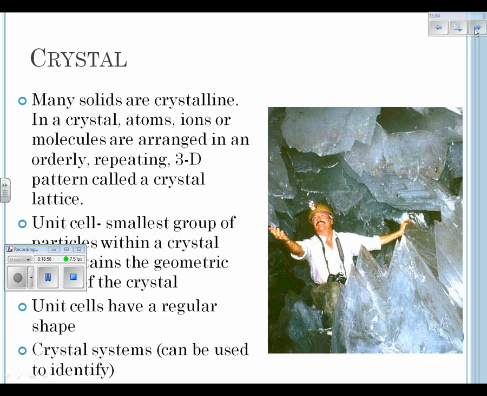We see a lot of crystal lattices, and I talked to you about the lattice in the last unit, where we talked about how a lot of solids are crystalline, and in that crystal, the atoms or ions or molecules are arranged in an orderly repeating 3D pattern that looks a lot like a lattice work. I said, if you think about a pie that has that crisscross topping, that's a lattice. And we talked about unit cells, which were the smallest group of particles within a crystal which maintain the geometric shape of the crystal. The unit cells have a regular shape, and we have some crystal systems which can be used to actually identify what solids we're talking about.